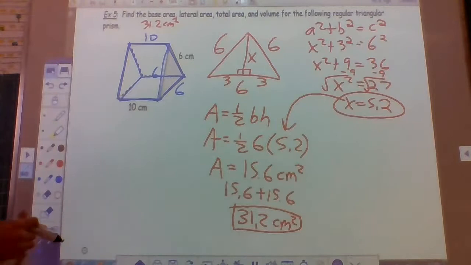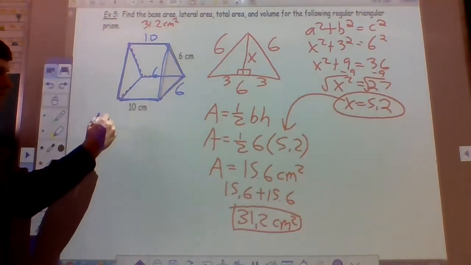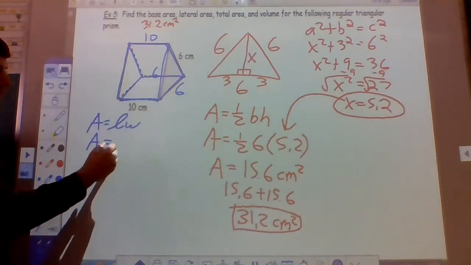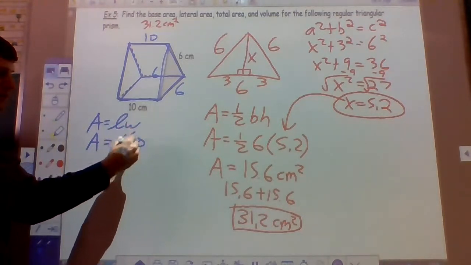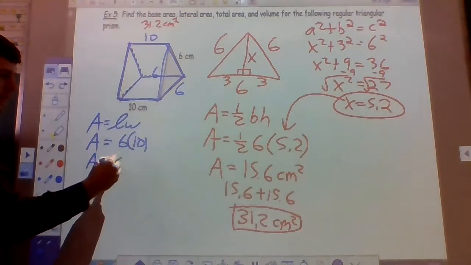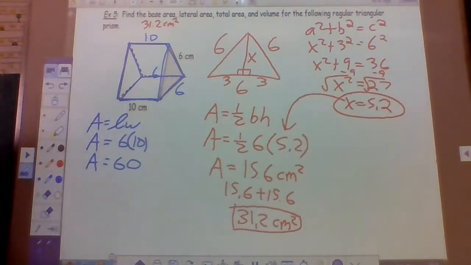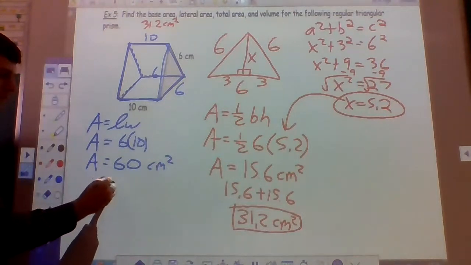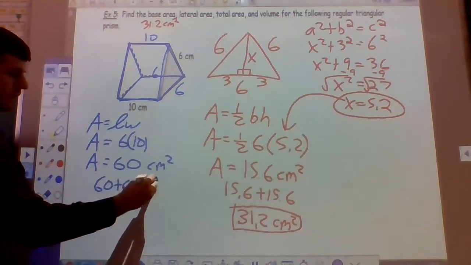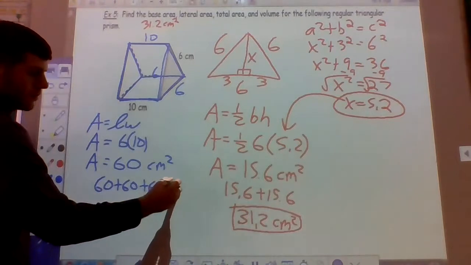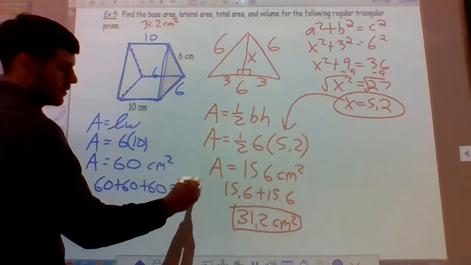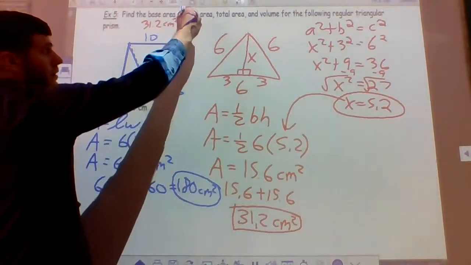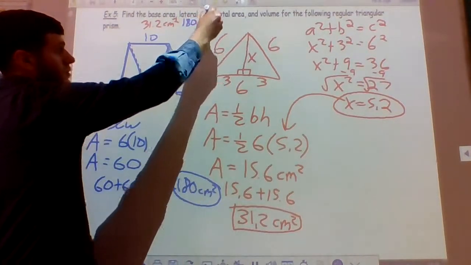Okay, so for our 3 rectangles, to find the area of a rectangle, that's going to be length times width. So that's 6 times 10, which is 60. And again, there are 3 of them. So 60 plus 60 plus 60 is going to give us 180 centimeters squared. So that's going to be our lateral area, 180 centimeters squared.